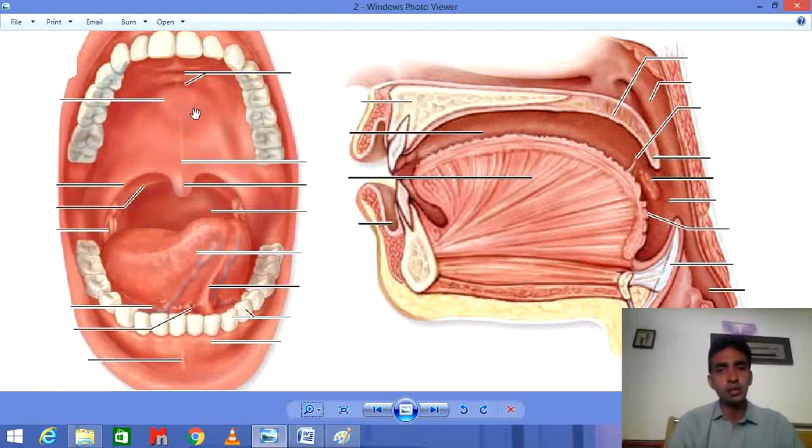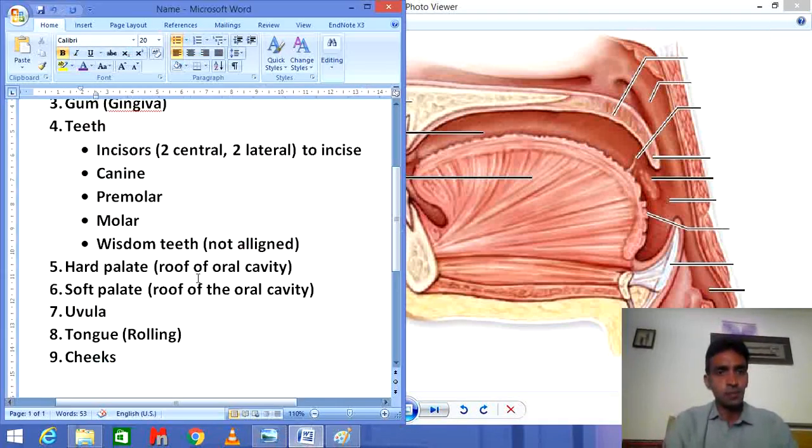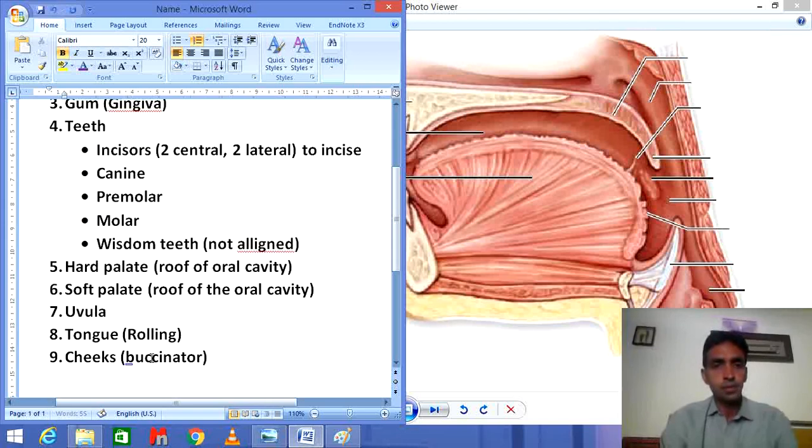What we are going to learn about are the functions. What is the function of this area? The hard palate provides the upper boundary for the food. This cheek and this cheek provide the lateral boundary. In the cheek there are some muscles, and those muscles are called buccinator muscles. What is the function of the buccinator?